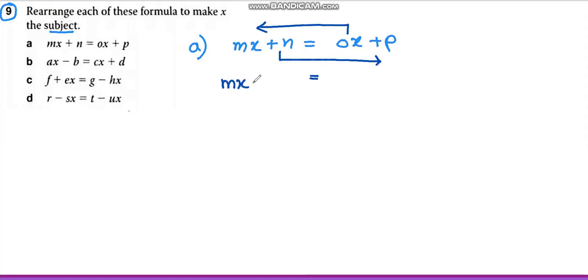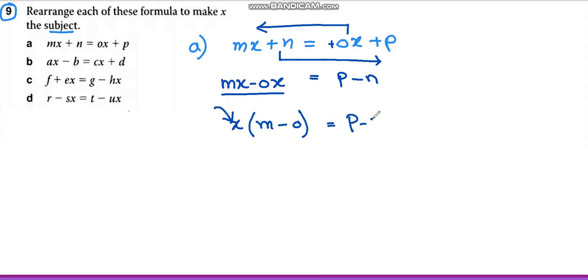I will get mx minus ox, because here it was being added, so on the other side it should be subtracted. Similarly, n will become negative when I move it towards the right. Here you can see x is common, so I can bring it outside, and inside the bracket I can write m minus o. Because I need to separate x, that's why I have taken it common and moved it outside. And I will write p minus n there, and then as I need x, I will divide both sides by m minus o. This will give me p minus n divided by m minus o.